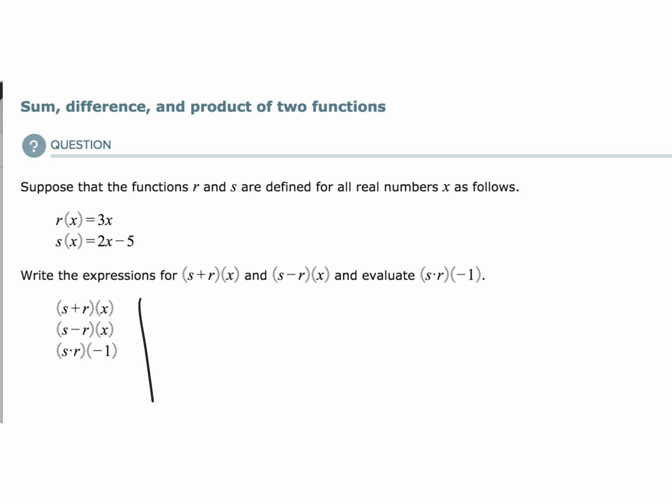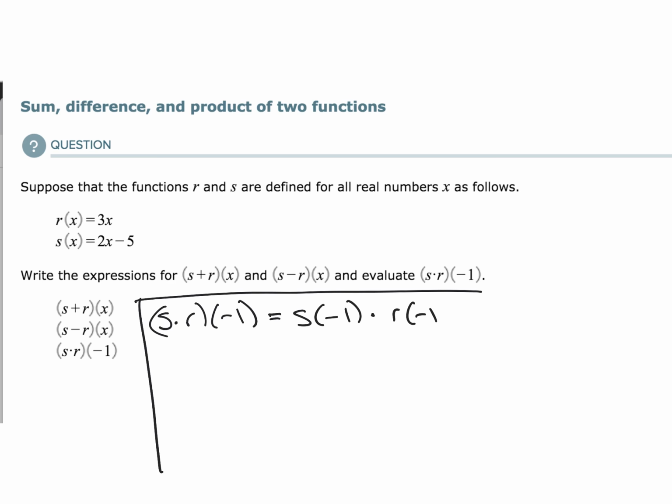And finally, we want to calculate s times r of -1. If I wanted to, I could come up with a general expression in terms of x, but I really don't have to. I can just write this as s of -1 times r of -1, because that's what s times r of -1 means. It means you calculate s of -1, you multiply by r of -1. And here there's really no reason to come up with a general expression for this.